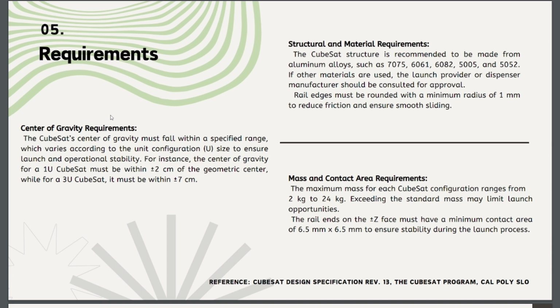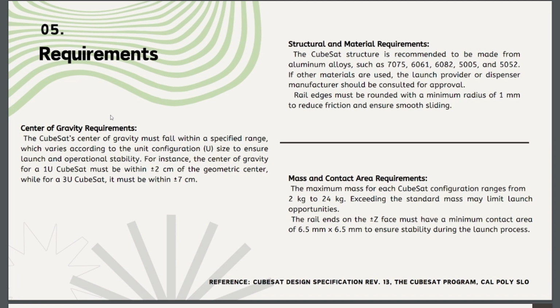For instance, the center of gravity for a 1 unit CubeSat will be within plus or minus 2 centimeters of the geometric center. About the material, the CubeSat usually uses aluminum alloys, such as 7075. The rail edge must be smooth, so the minimum radius needs to be less than 1 millimeter.